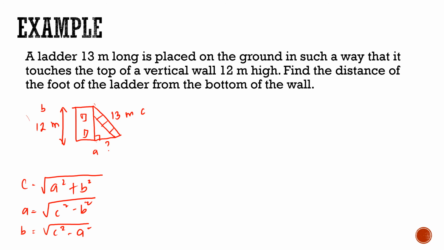If I write this as a regular triangle, this is 13, 12, and this is the unknown. Let's say this is A, B, C, and you want to find side BC. This is one leg, so let's say that is your side A. To find side A, let's first write the given. Our given is the length of the ladder, which is 13 meters, and the height of the wall, which is 12 meters.